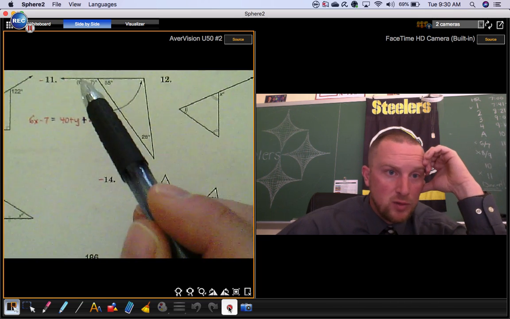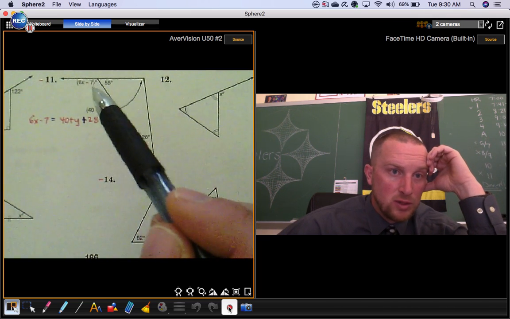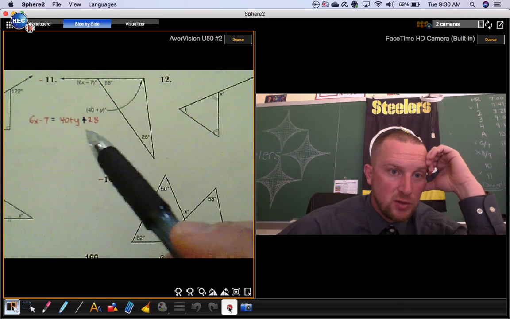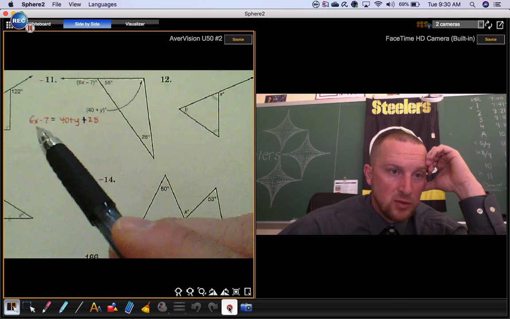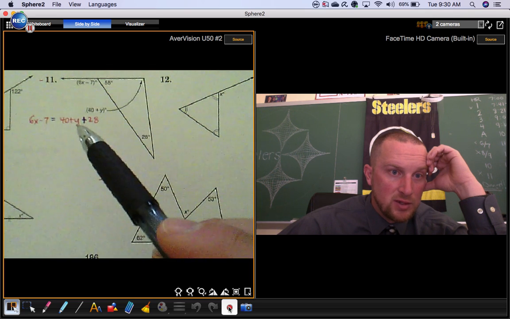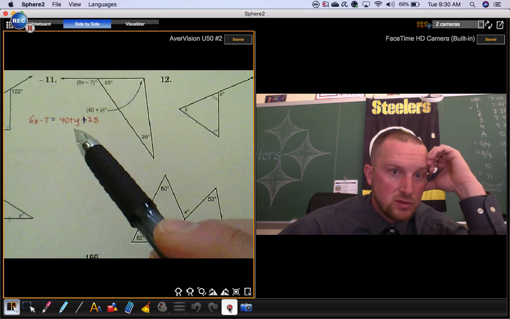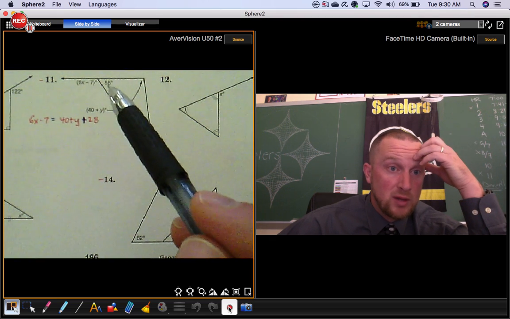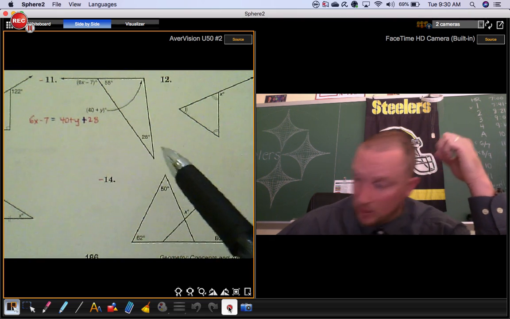Number 11, you have an exterior angle of a triangle. It's going to equal the sum of their 2 remote interiors. So you could write this equation. But then you're going to realize I don't know this angle and I don't know this angle, and they're different variables. So this equation doesn't really help you. You do know that's 55 and that's 28.